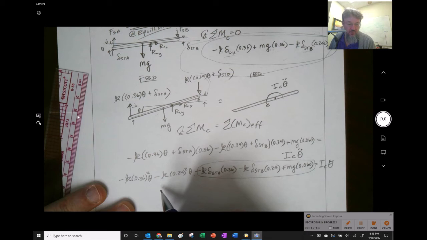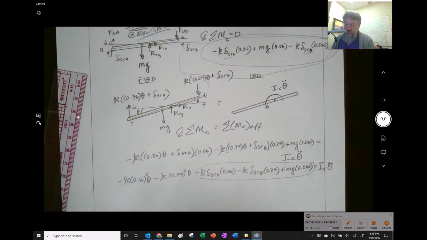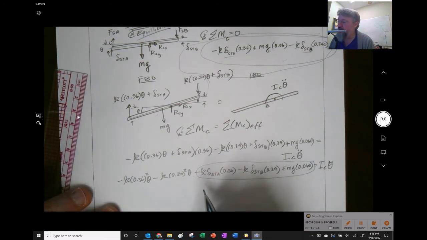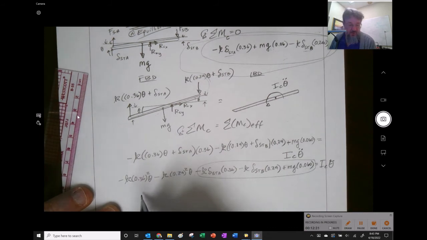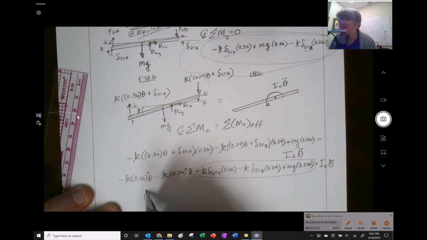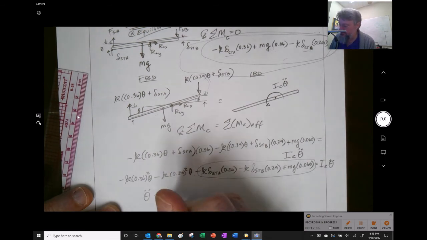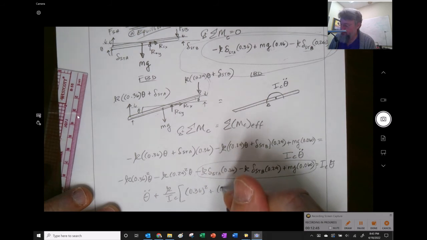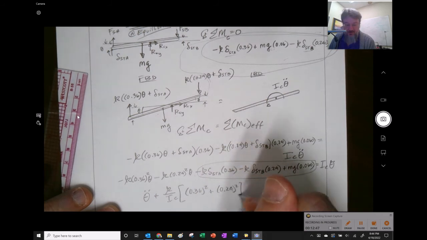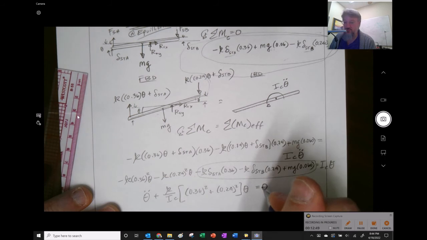And for whatever reason, I didn't turn this into numbers yet. That's odd. Why didn't we turn this into numbers? I don't know. But anyway, what we're able to get here is theta double dot plus k over IC times the quantity of 0.36 squared plus 0.24 squared theta equals 0.